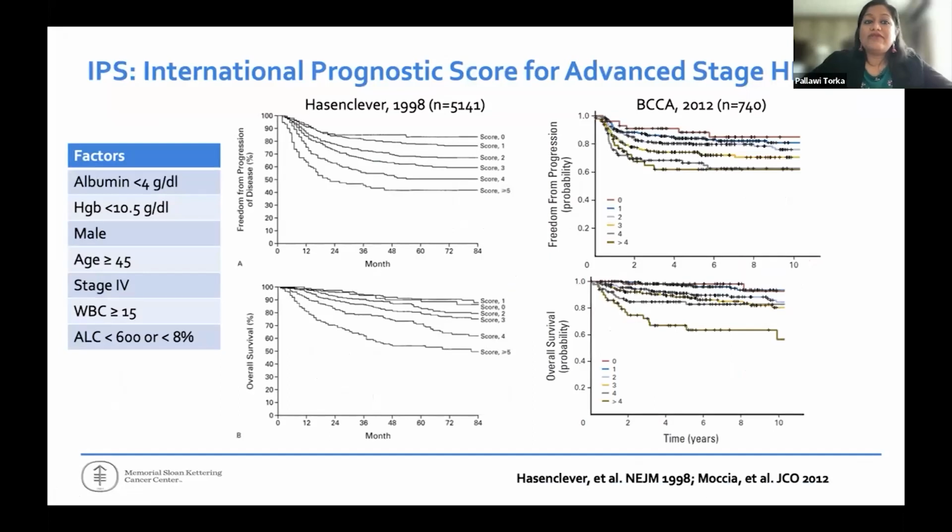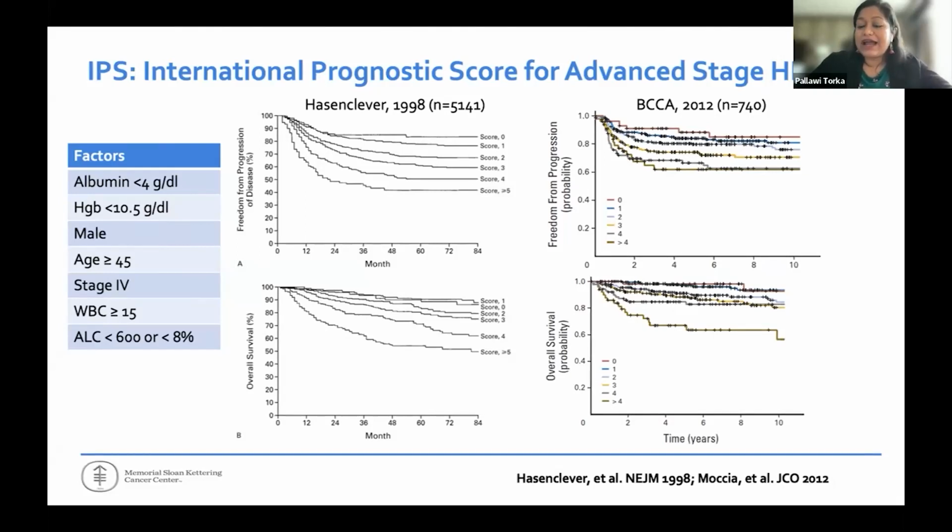The other way of figuring out the risk in Hodgkin lymphoma, especially for advanced stage disease, is the IPS score. So the IPS score is actually really old. It was first described in 1998 by Dr. Hasenclever, where there were 7 different parameters, and there was a nice separation of curves based on what your score was for the lymphoma. So of course, the first question is, well, this is so old and now the treatments have advanced so much. So does the IPS score even carry weightage in the current era?